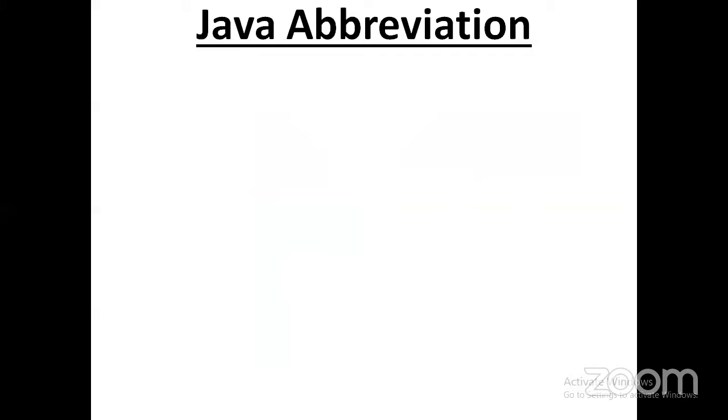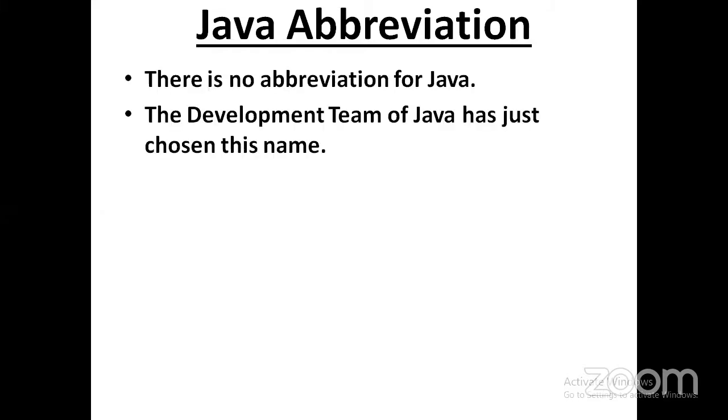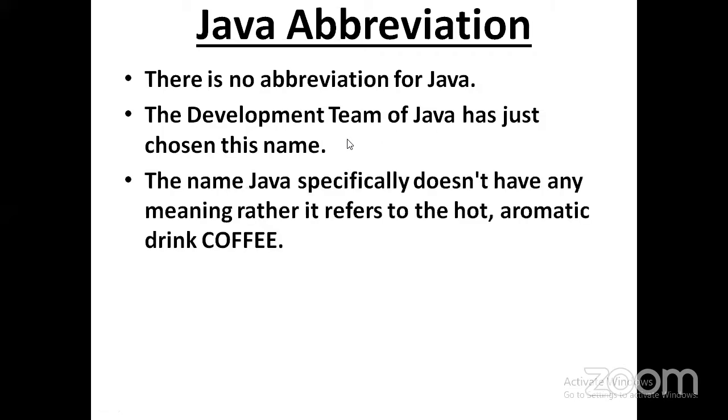Okay, Java abbreviation. There is no abbreviation for Java. The development team of Java just chose the name Java, as we learned yesterday, right? It was not chosen by James Gosling. The name Java specifically doesn't have any meaning. Rather, it refers to the hot aromatic drink coffee, just representing a coffee cup.